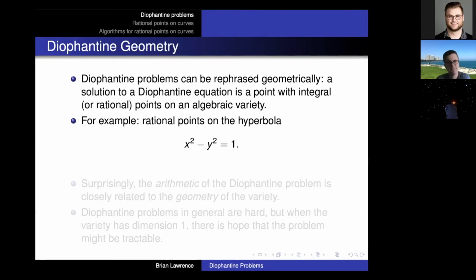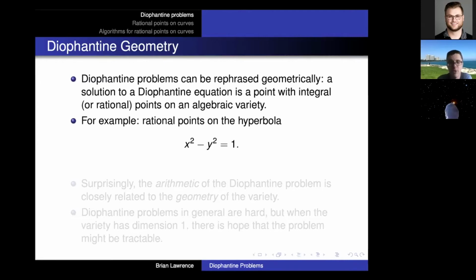So first of all, I'm asking for solutions to polynomials, right? I'm asking for integer solutions or rational solutions to some polynomial equation. And of course, I can think about that geometrically just by thinking about the solutions to the polynomial equation, if you like, as a subset of R^n or C^n.